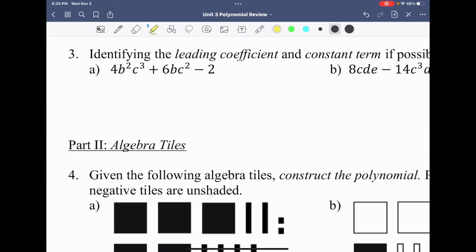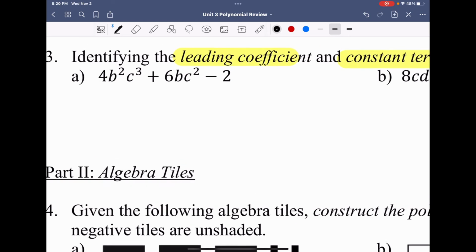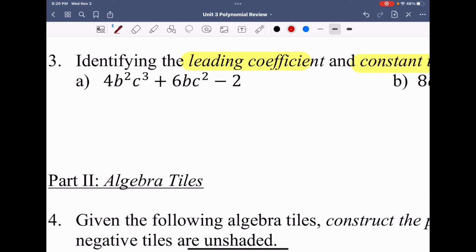All right, and then we go into example 3, which says, let's identify the leading coefficient and the constant term if possible. So the leading coefficient comes from the one with the highest degree. So if I add these together, 2 plus 3 is 5. B, 1 plus C^2 is 3. And then finally, we would have a 0 here because we know we could actually write this as B to the 0 or even C to the 0. And anything to the power of 0 is 1. So that would be the term left here.